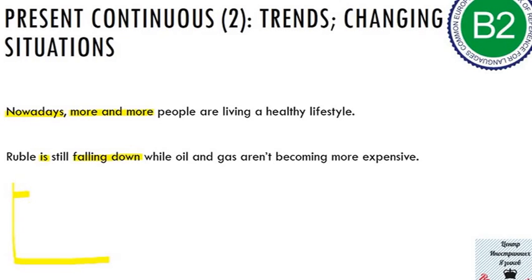And the ruble was here, and then it has got here, here, here, and continues its falling. So we show that the process is changing and it is falling down and probably will go somewhere even lower. And oil and gas aren't becoming more expensive. So using the present continuous negative form, we show that nothing is happening with oil and gas. We deny its changes.